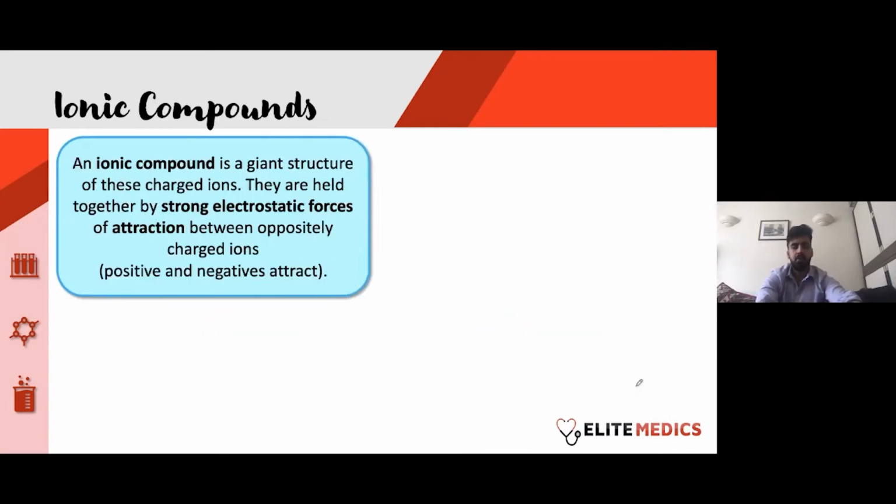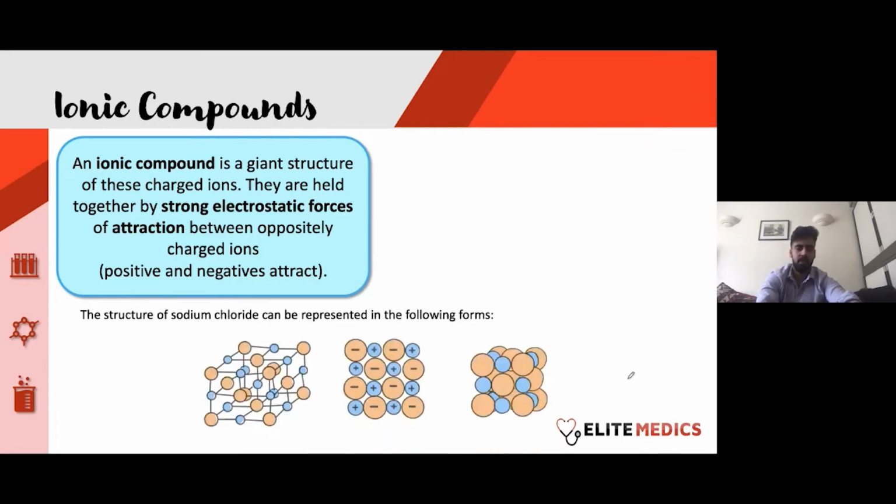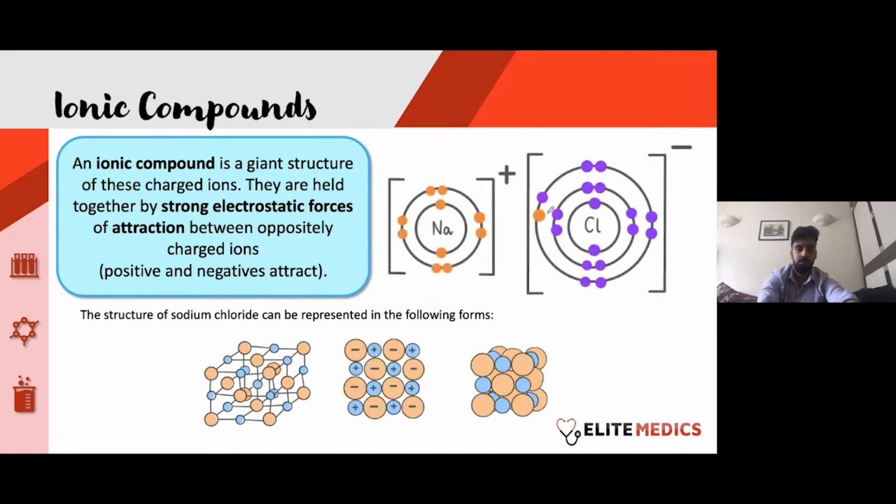Now the ionic bond is essentially a strong electrostatic force of attraction between these oppositely charged ions. This can be represented in either a ball and stick diagram, a more 3D diagram, or just your 2D diagram. And here are our charges.